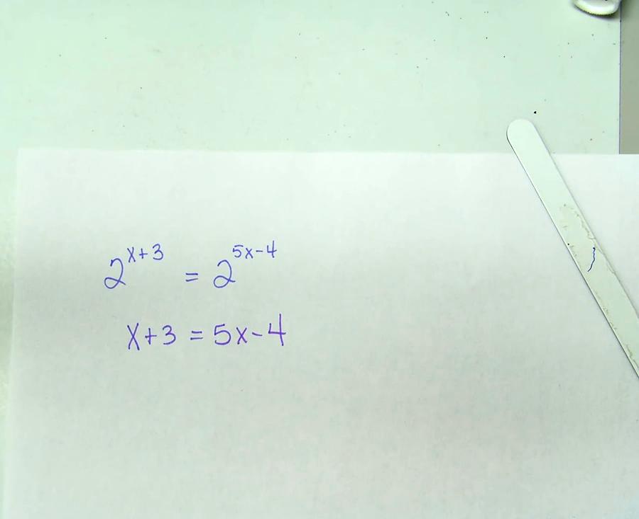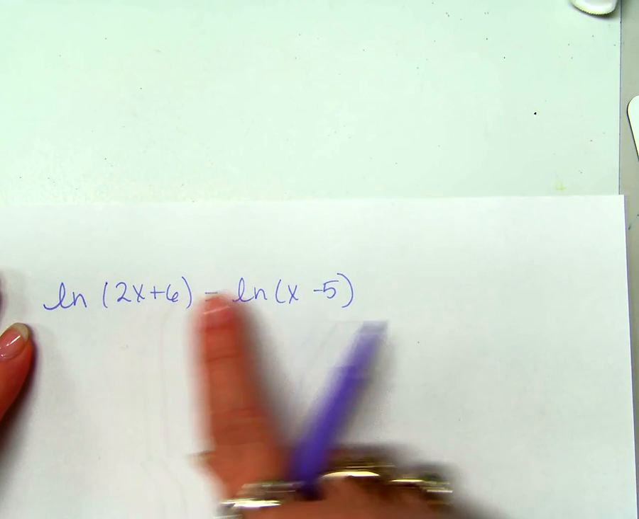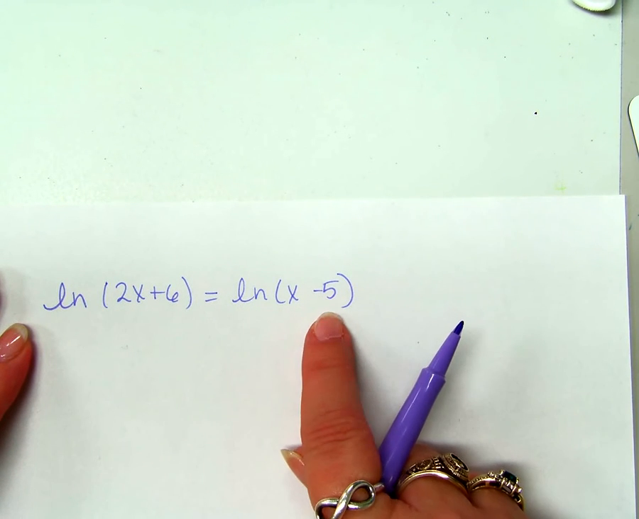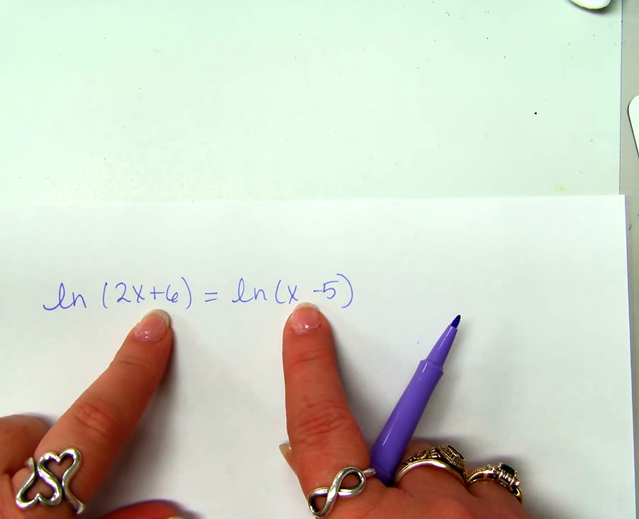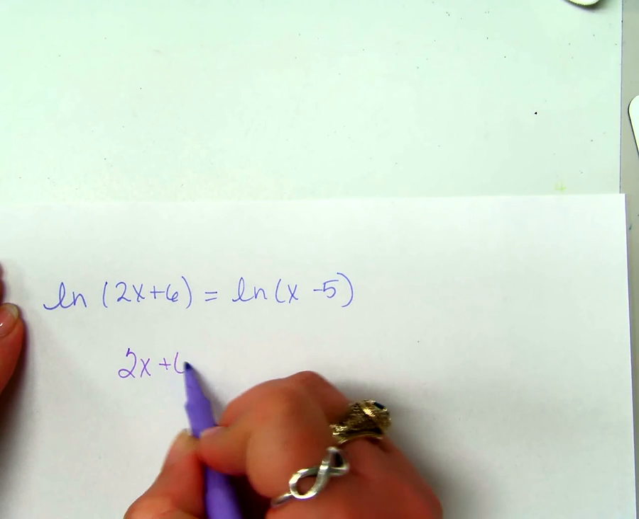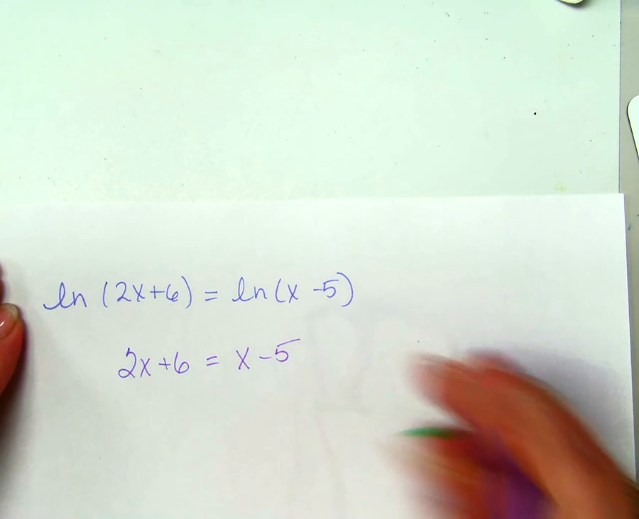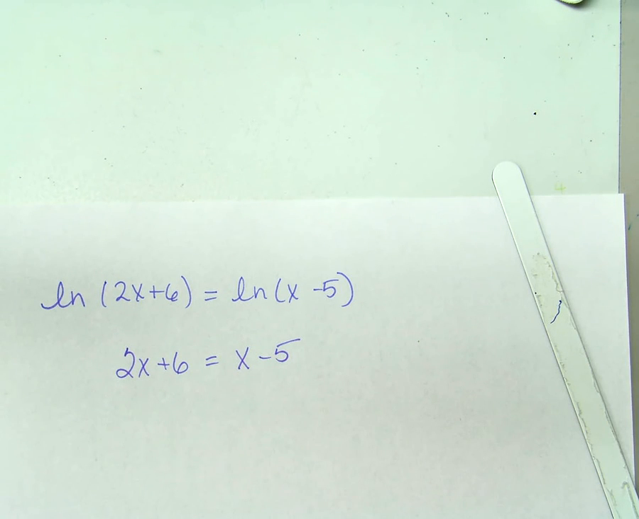Absolutely, right? So what happens if it says natural log of 2x plus 6 equals natural log of x minus 5? Okay? Don't those two things have to be equal also? So couldn't I just write 2x plus 6 equals x minus 5? Yes. Is it because I just magically dropped the natural log off?